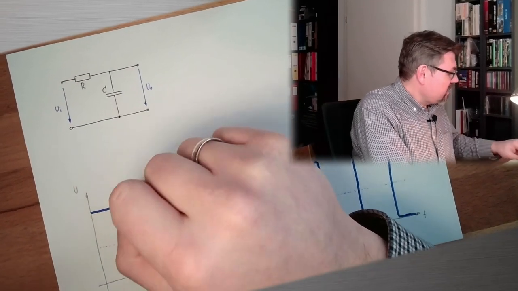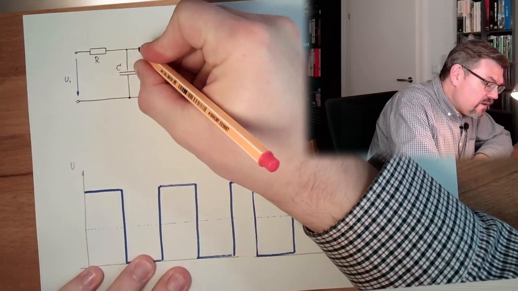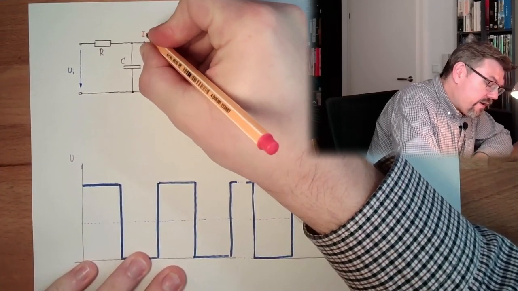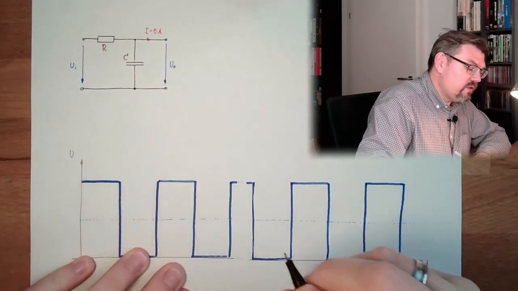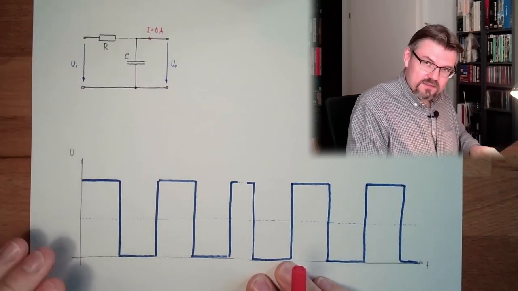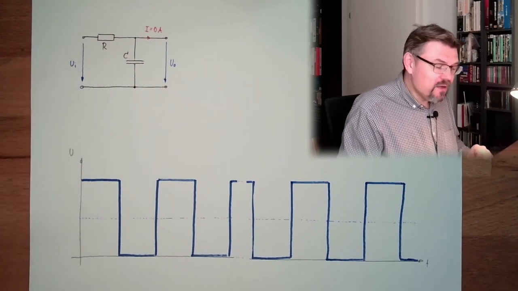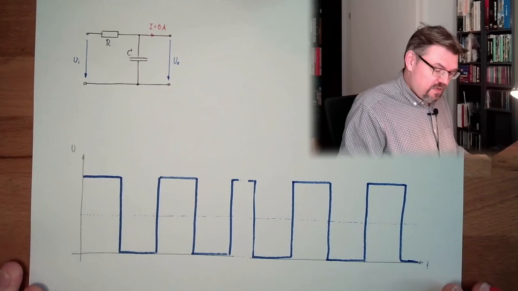Important is that we again, like we did with the voltage divider, assume I is 0 amps. Okay. This is our premise, that there is no load at this. Actually, it is a voltage divider between an R and a C.